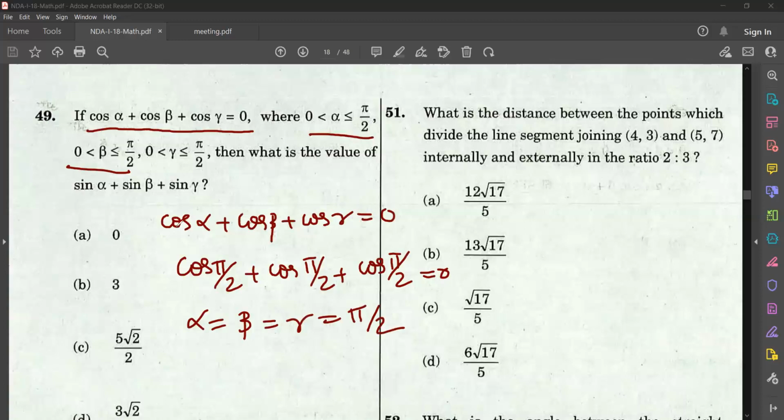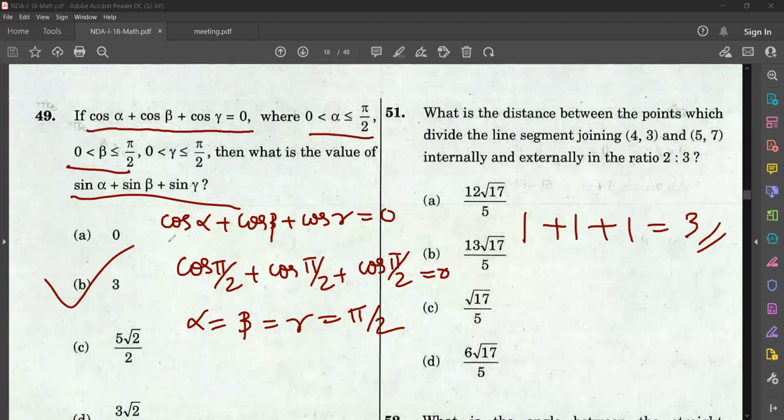Then in that case, what you need to find is the value of sine alpha plus sine beta plus sine gamma. So sine alpha means sine pi by 2. Sine pi by 2 is 1, isn't it? Plus sine pi by 2 again 1, plus 1. So the answer is 3. Option B. Option B is the correct answer.